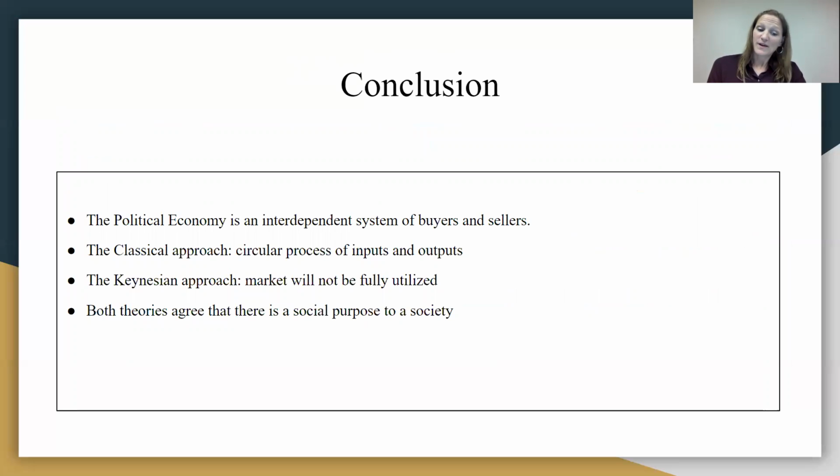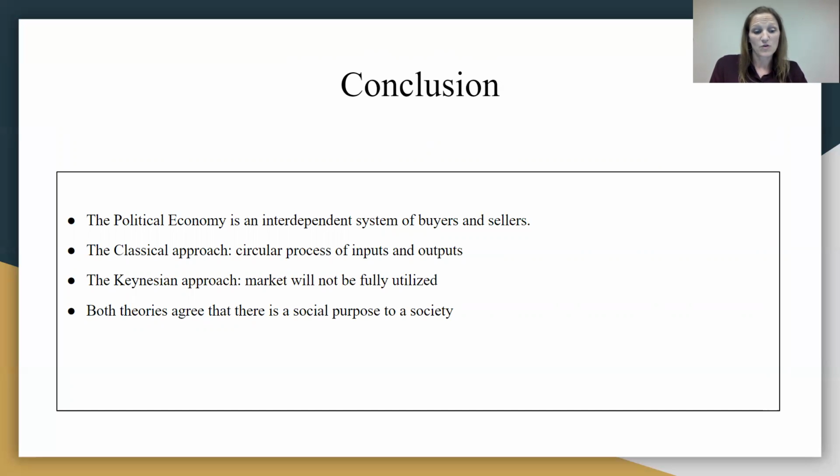So, the political economy is an interdependent system of buyers and sellers. The circular process of inputs and outputs is held solely by individuals in the classical approach, claiming that complete market failure is impossible. The classical approach claims that if the circular process continues, the market will always be in full use, and any failure is on the part of an individual, not the systemic issue of the whole. The Keynesian approach maintains that the market will not be fully utilized and that government assistance in the market is accepted due to the instability the market creates through unequal income distribution.